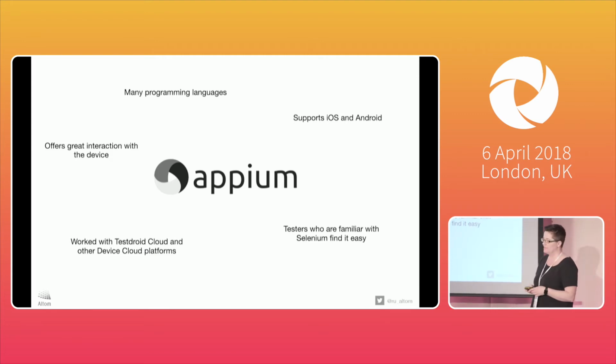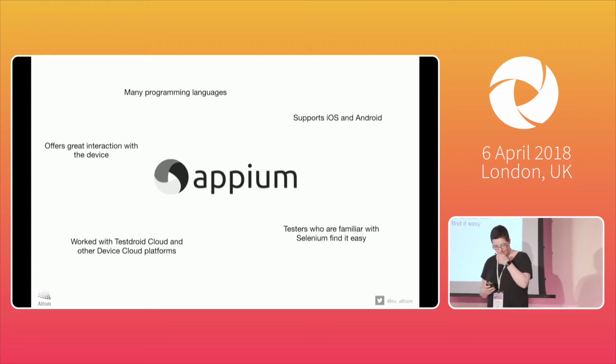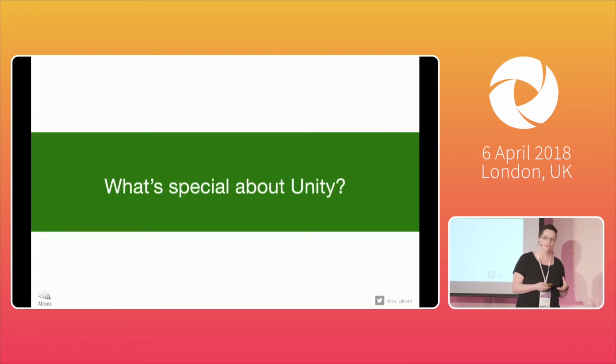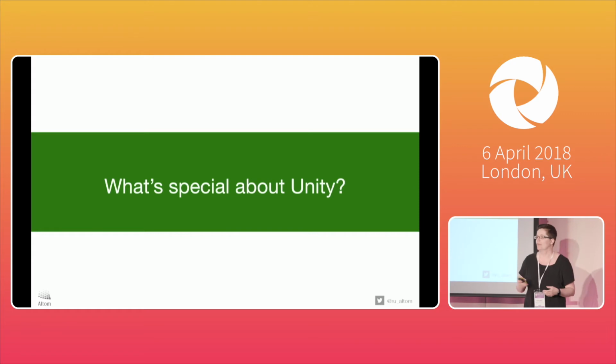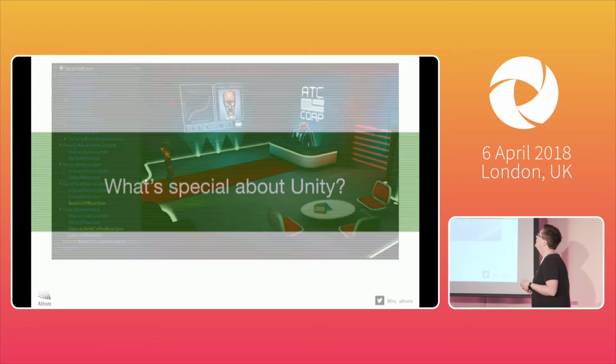The problem is that there's also a problem with using Appium for games in general, and that takes us to what's special about Unity as a game engine. I take Unity because this is what I have experience with, but I think the situation is basically almost exactly the same with other game engines like Unreal. I just haven't used Unreal myself.